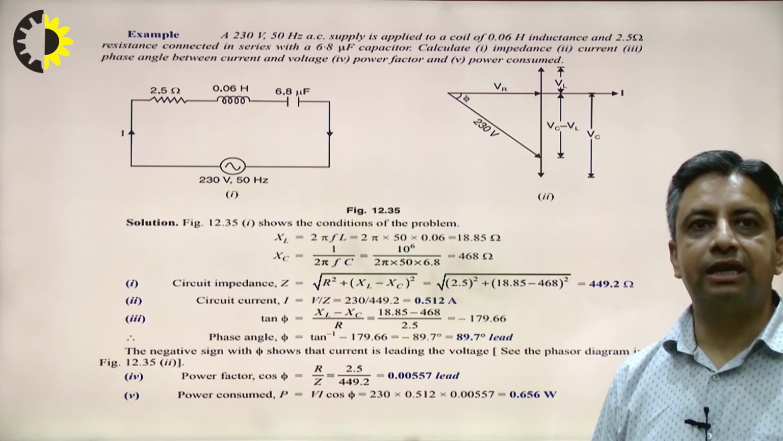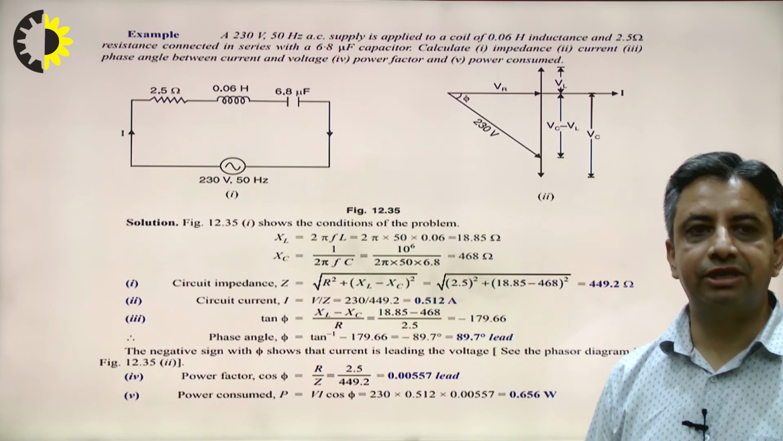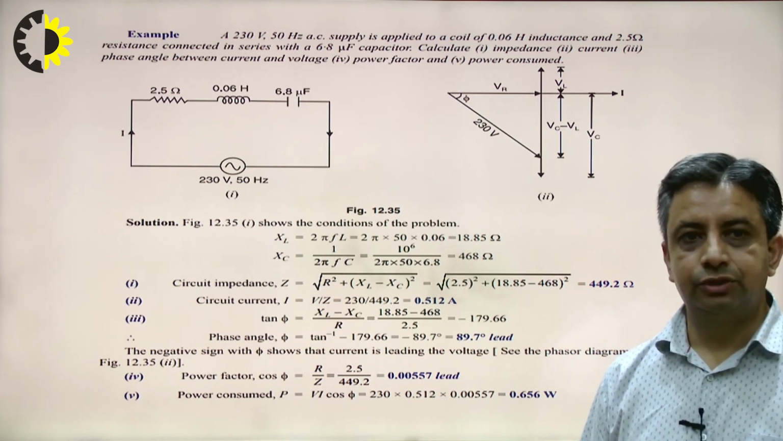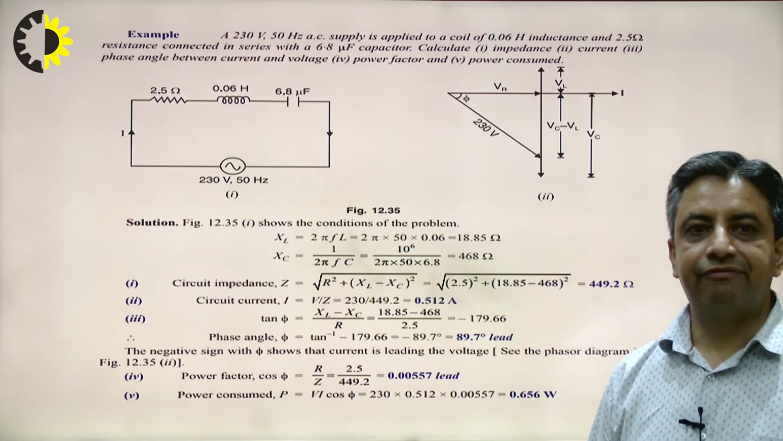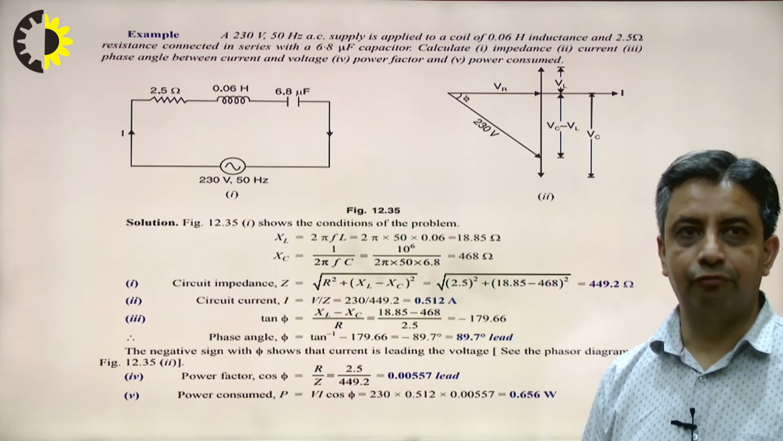And the last part is the power consumed. We know the formula for power consumed, that is the true power, it is VI cos phi. Putting all the values of V, I and cos phi, we can find out the total power consumed is 0.65 watt.